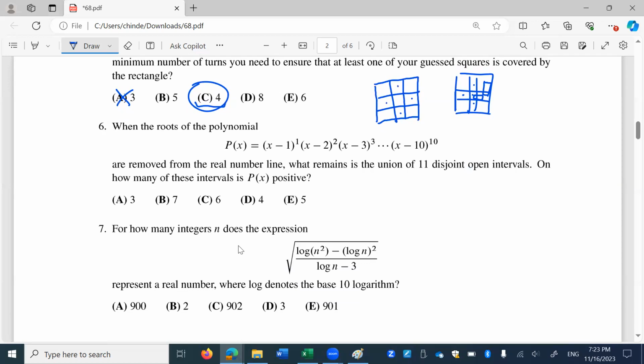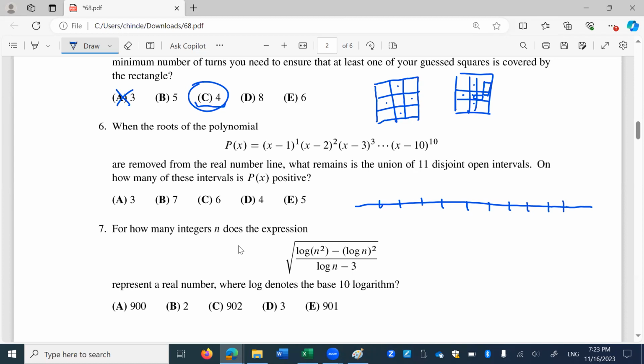Okay, we have a polynomial with a lot of repeated factors, and if I remove the roots, then I will have disjoint open intervals, and on how many of those intervals is p positive. So we're just going to make our number line x-axis, and we have the numbers 1, 2, 3, 4, 5, 6, 7, 8, 9, and 10.